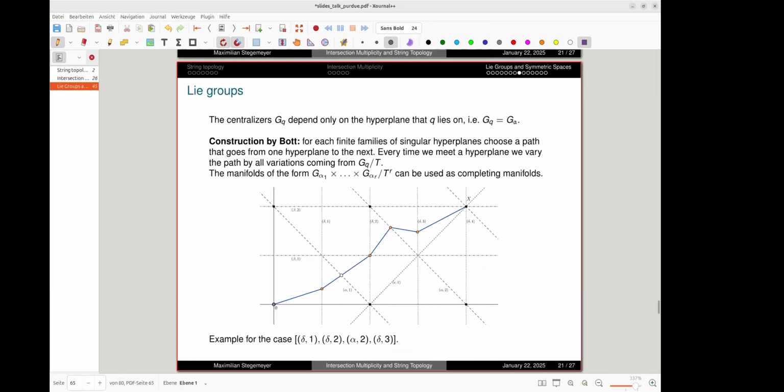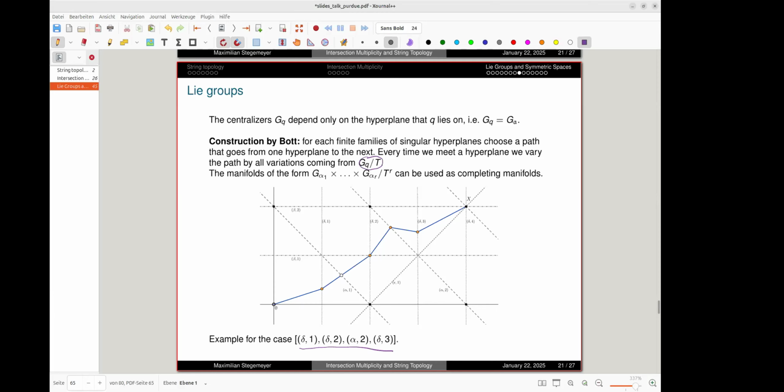Now this construction by Bott goes as follows. For each finite family of singular hyperplanes, we choose a path that goes from one hyperplane to the next. For example, you can take this family here, delta 1, delta 2, alpha 2, delta 3. We want to have a loop in the end, so we start at the origin, and then we go from one hyperplane to the next. It might happen that we cross some other hyperplane, but that's okay. Every time we meet a hyperplane, we vary the corresponding path in the maximal torus, or in the Lie group, by all variations coming from this homogeneous space. And this homogeneous space, that's what I was trying to sell, has positive dimension, so these are non-trivial variations.